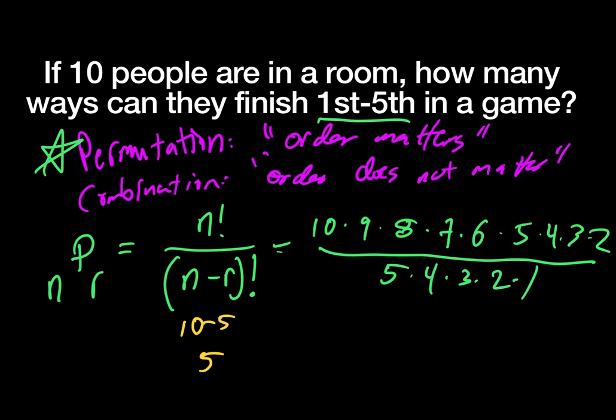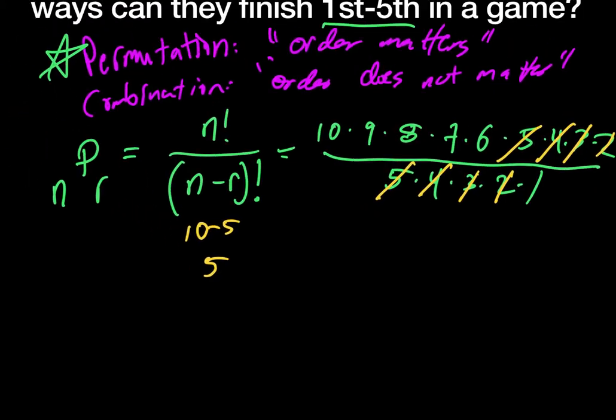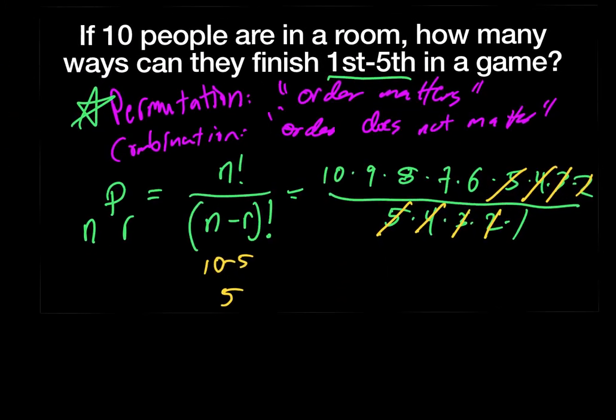Then reduce the 3s, reduce the 4s, reduce the 5s, and then I'm just left with 9 times 8 times 7 times 6. All right. I said that was one way you could solve it. There we go. Shrink it a little bit.